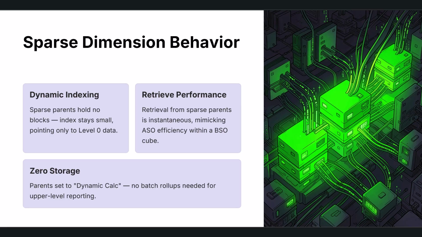There will be zero storage for all the parent level members, which are tagged as dynamic calc. The index for a sparse dimension points only to level 0 data blocks in this case. Since the blocks exist only for the level 0 members where it stores the data, the index will be created only for those members, which keeps the index compact and reduces the input/output or parsing time.